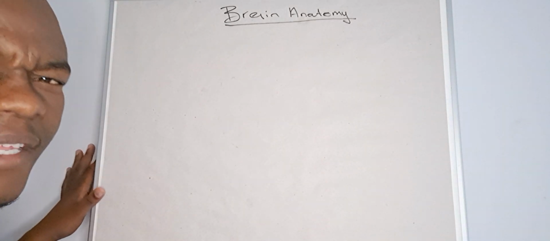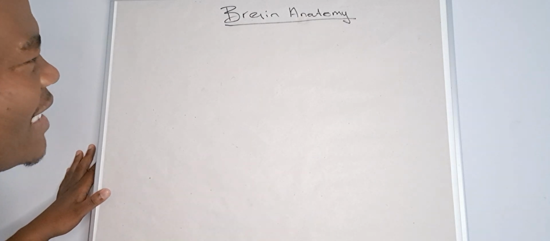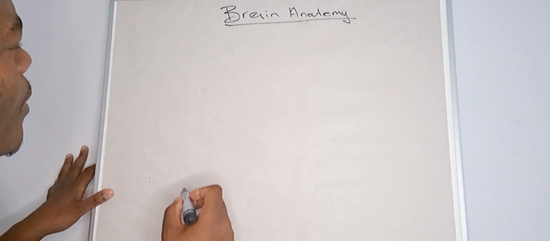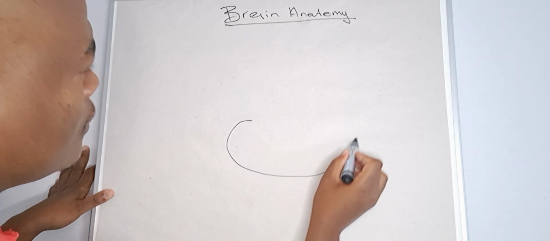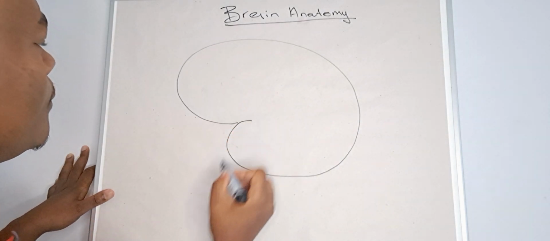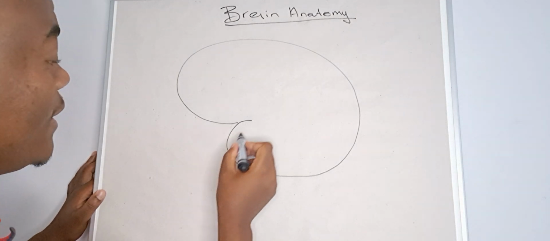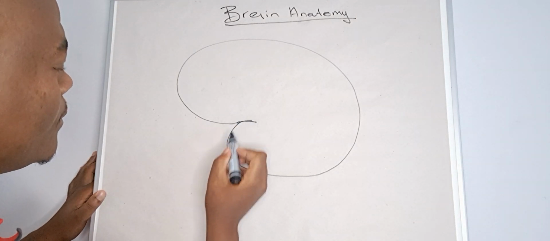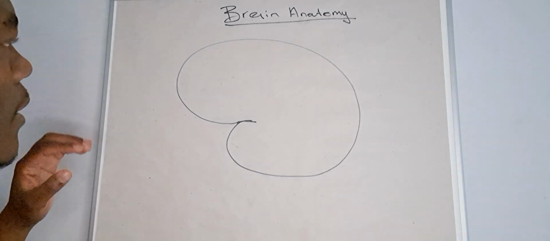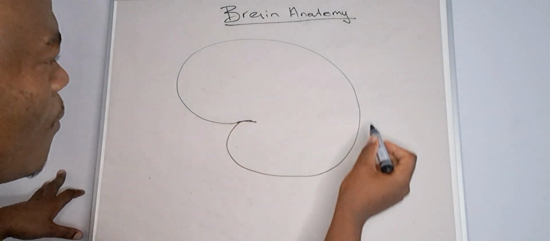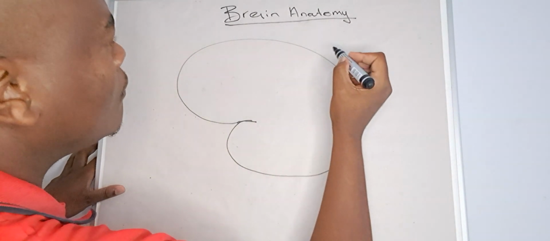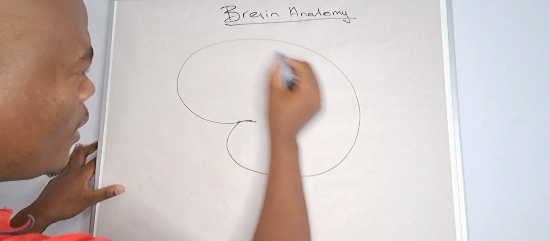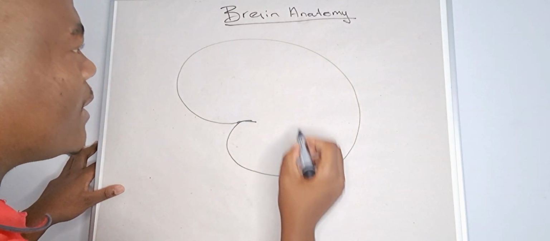How do we draw a brain? How can we start drawing a brain? A simplified diagram of a brain will be something like this. This is a simplified diagram of a brain. So someone will ask a question now, what is this? This is a cerebrum. The entire component of this large area of the brain is a cerebrum.